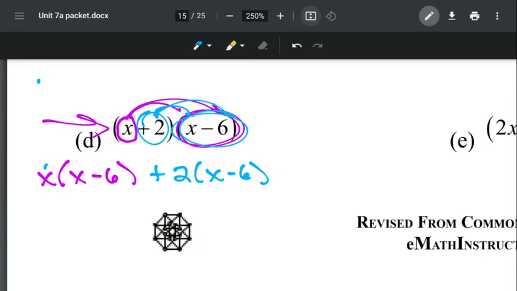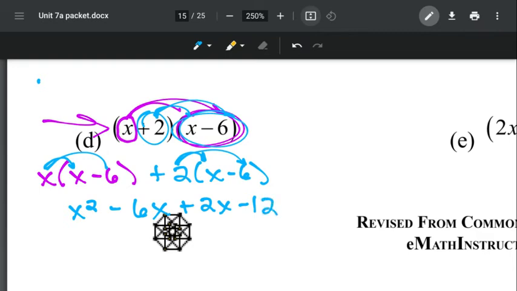So from here now we can distribute. x times x is x squared. X and a minus 6, you just smash them together, minus 6x. And then we do the same thing over here, plus 2x. And 2 times a negative 6 is a minus 12. I call this double distribution. When you do double distribution, you're usually going to have like terms to combine.